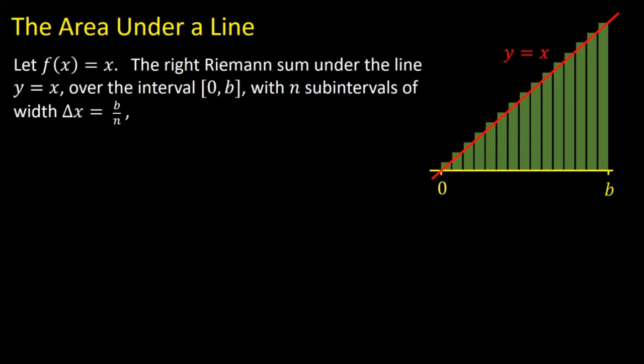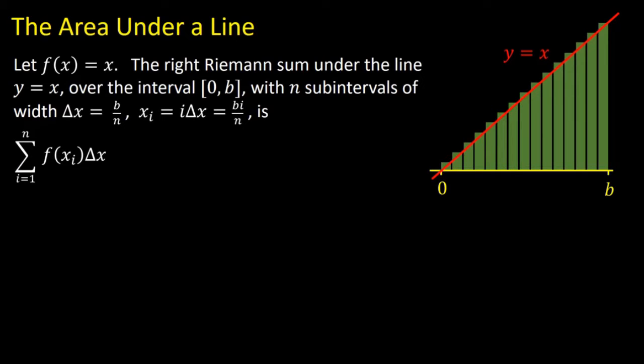We start with n subintervals of width delta x equals b over n. Our formula for xi, that's just i times delta x. It comes out really simple. It's just b times i over n.